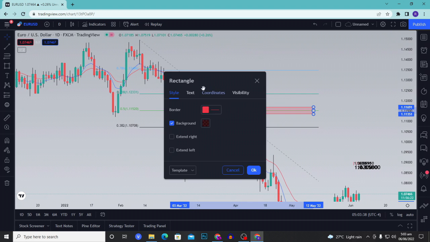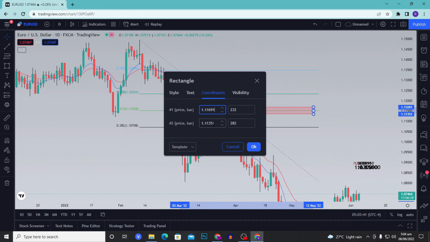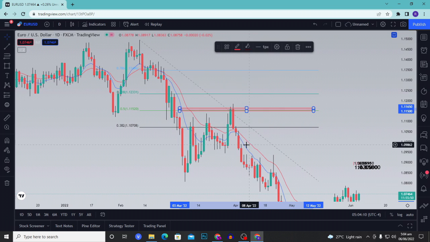Okay, let's draw the box at the zone. Let's draw the box right here. Let's say it's 50 and 65. So this is the zone right here.